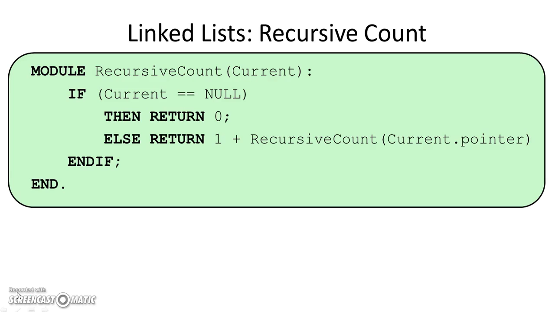Simple. Recursive count is: if we're pointing to null, then we return 0, else we return 1 plus recursively counting the rest of the list, which is current.pointer.